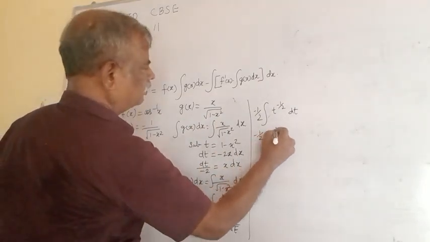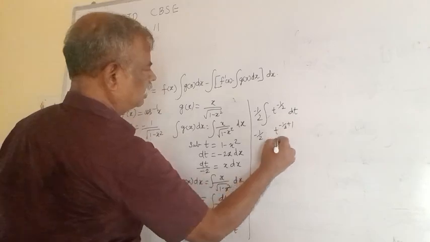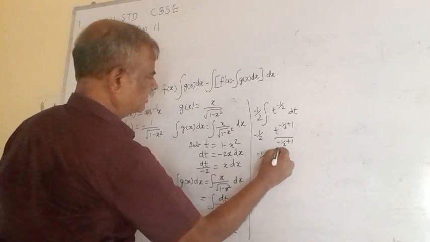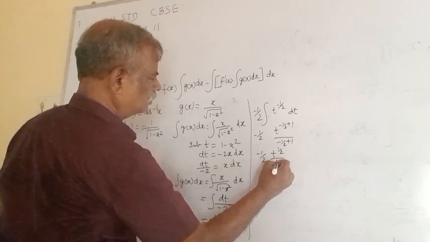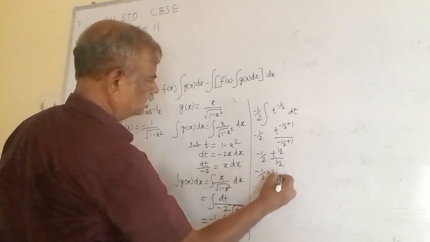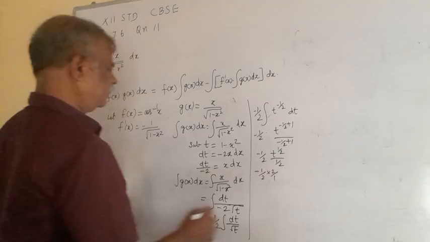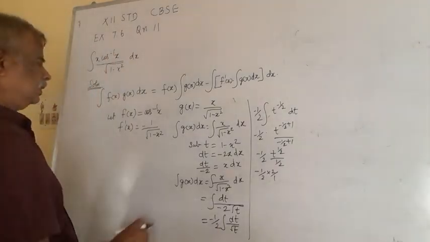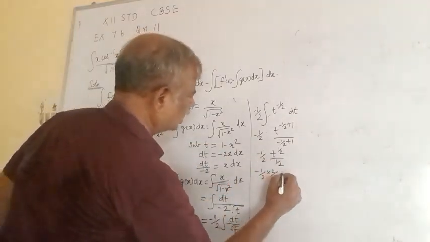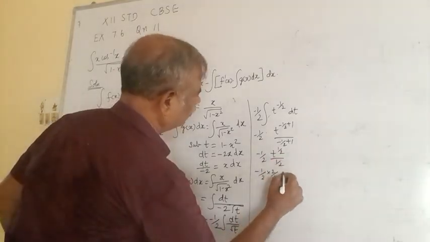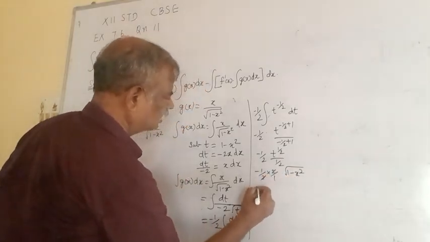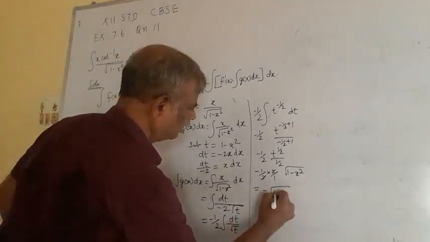So it becomes t power minus half plus 1 by minus half plus 1. Then minus t power plus half by plus half. It can be written as 2 by 1 into t power half. What is t? T is equal to 1 minus x square. So t power half, that is 1 minus x square power half, can be written as root of 1 minus x square. 2 cancelled, so it becomes minus root of 1 minus x square.